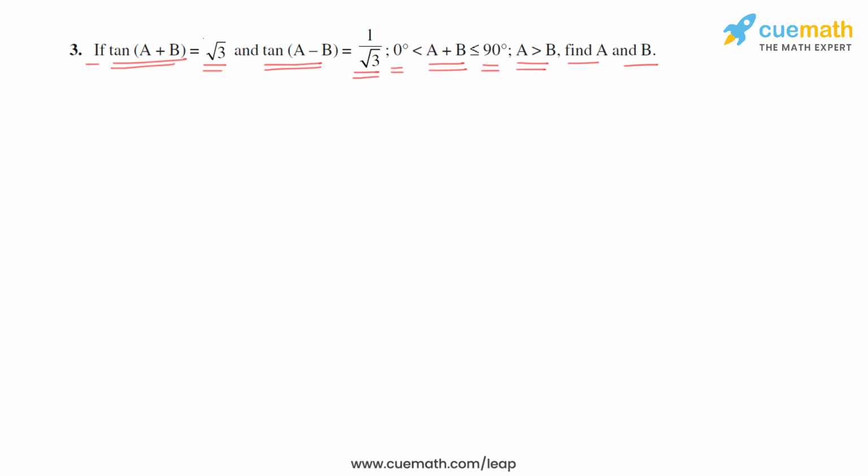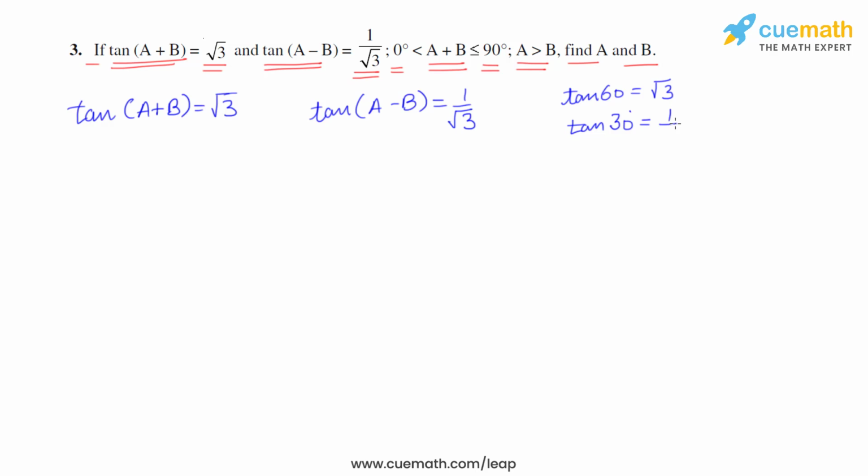So let's start. They have given that tan of (a + b) is equal to square root 3 and tan of (a - b) is equal to 1 by square root 3. Now we know that the value of tan 60 is root 3, tan 60 is square root 3, and tan 30 is 1 by square root 3.